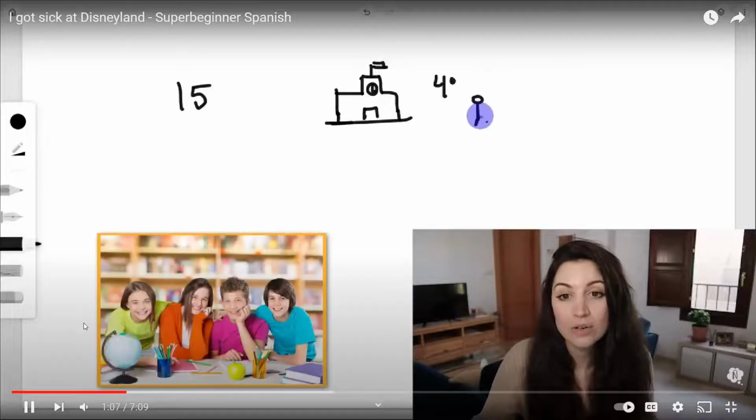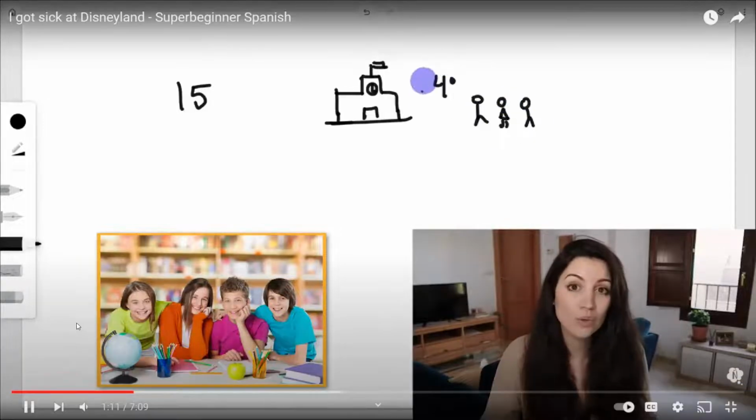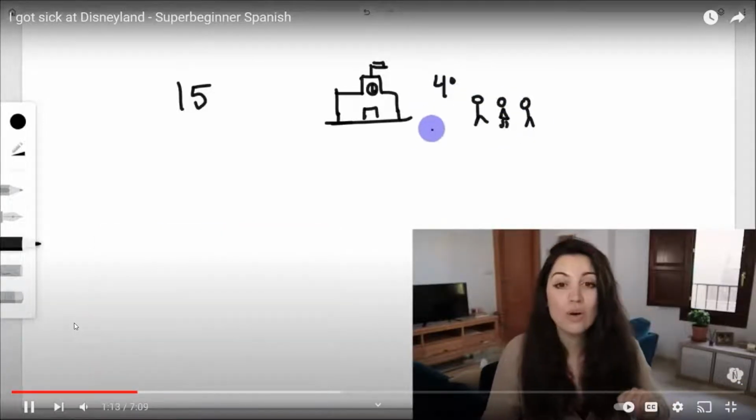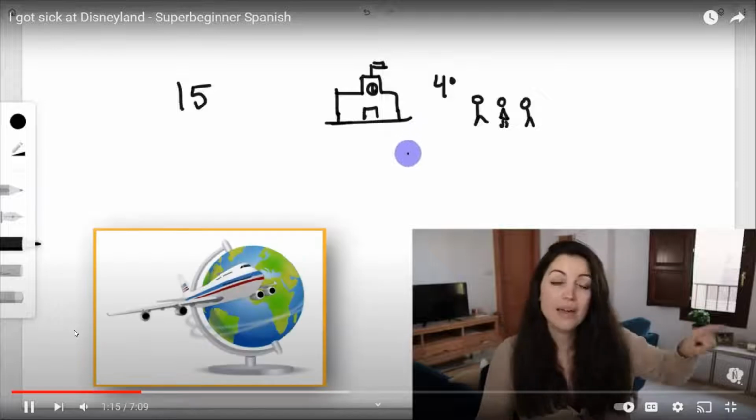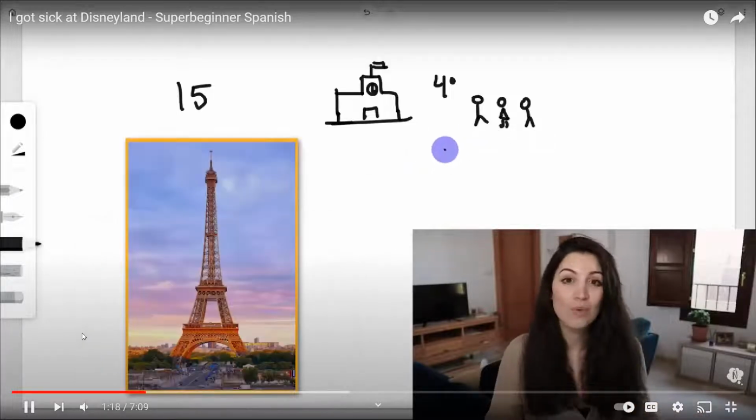Los chicos y chicas del cuarto curso hacían un viaje. They always used to make a trip. They always used to take a trip. Hacer un viaje is take a trip. Hacían un viaje has to go into imperfecto. Okay. Todos los años hacían un viaje. Every year they took a trip. We're talking about kind of a field trip thing, but a big one. Okay. A París.